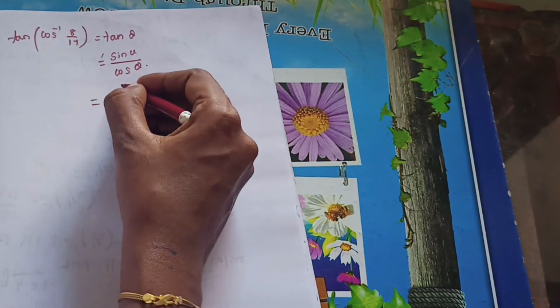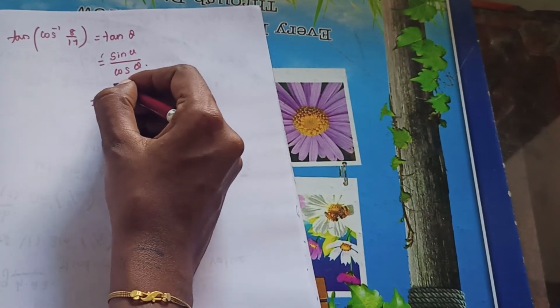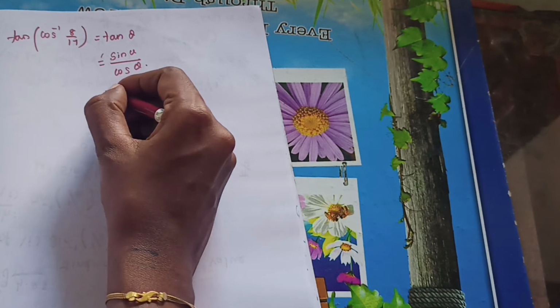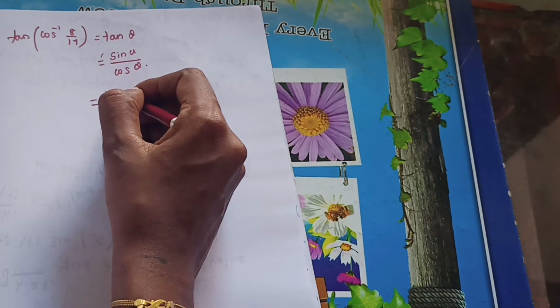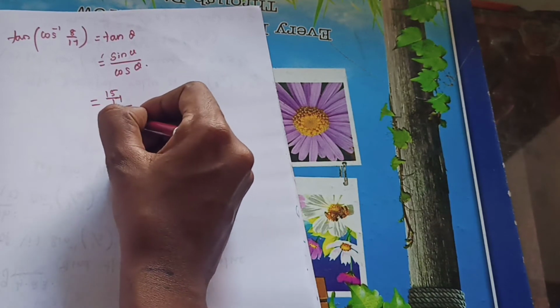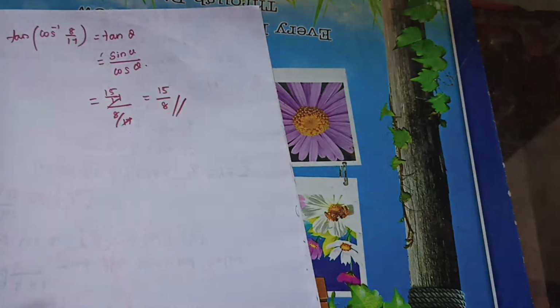So what's the value for sin theta? We have found it already. Okay, sin theta, what's the value? 15 by 17. What's the value for cos theta? 8 by 17. So it will get cancelled. What's the answer? 15 by 8. This is the required answer.